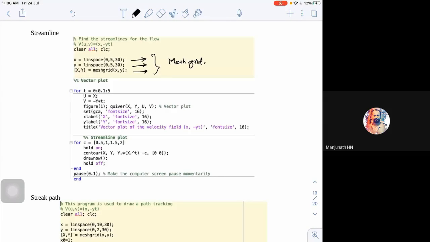Now, as I told, streamline, streakline, and pathline, all those things, indirectly I have the vector plot, because what I'm trying to plot is the velocity vector, and any tangent to that, locally, what we are going to get is actually a streamline. So I can easily create a vector plot also. So we have a function called QUIVER to plot the vector.